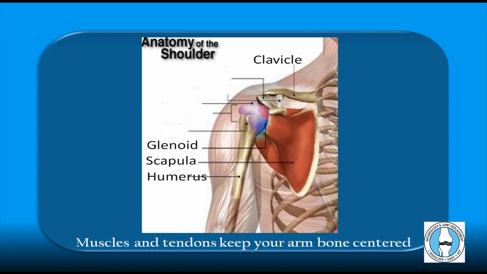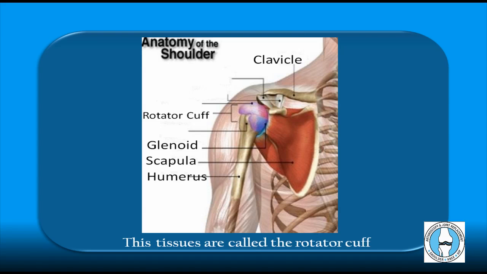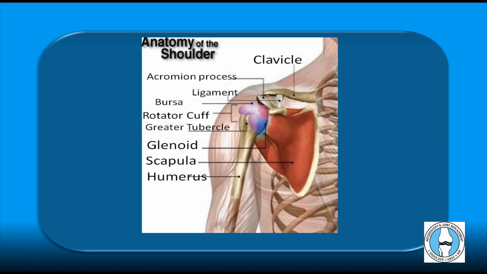A combination of muscles and tendons keep your arm bone centered in your shoulder socket. These tissues are called the rotator cuff. They cover the head of your upper arm bone and attach it to your shoulder blade.